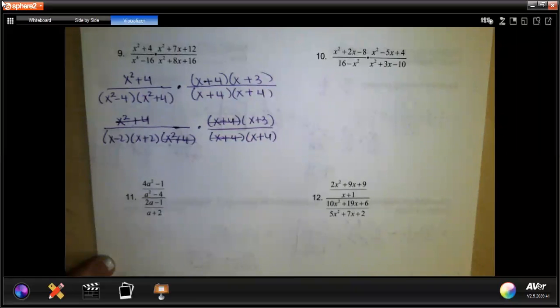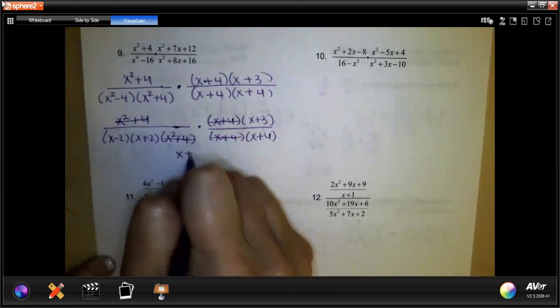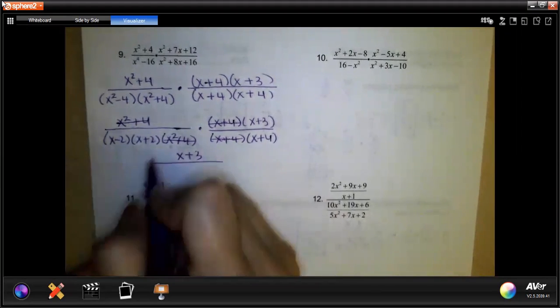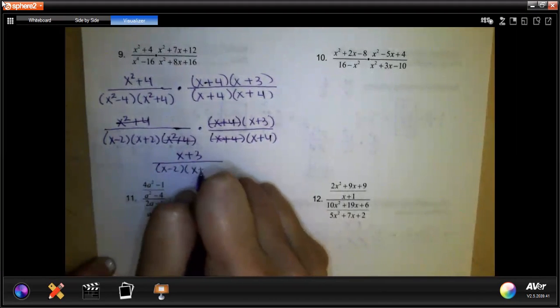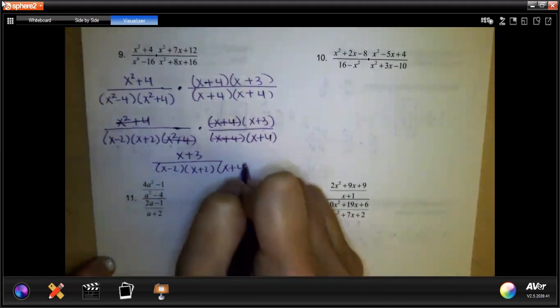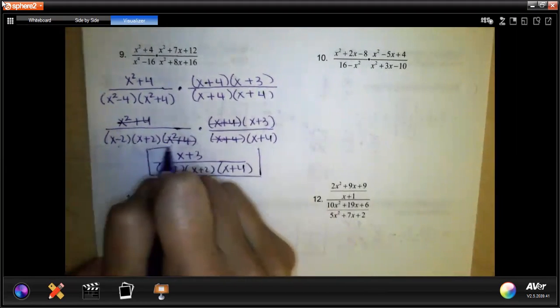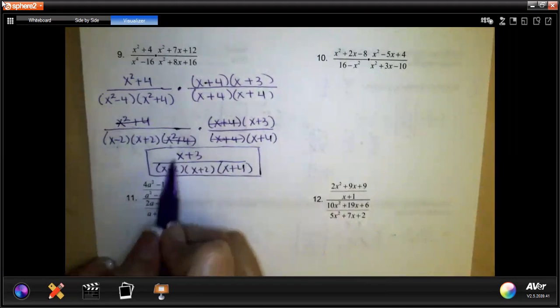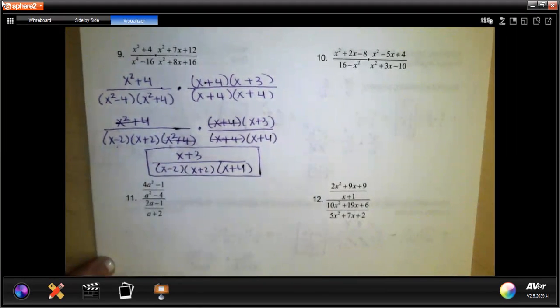And that is everything that cancels there. So now, in our numerator, we're left with an x plus 3. So that's going to be my numerator. And then in the denominator, we have here an x minus 2, x plus 2, and x plus 4. And so that would be our answer. We can't go any further. You cannot cancel x's this way because there's that addition sign. So all of this together would stay together.